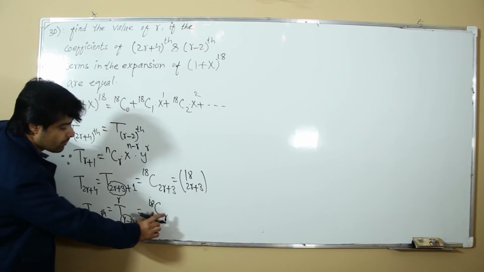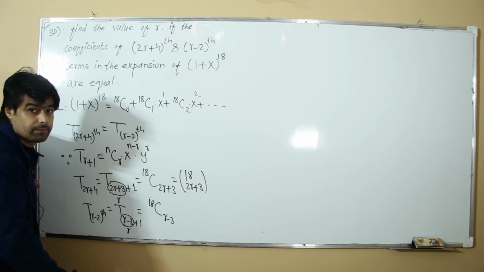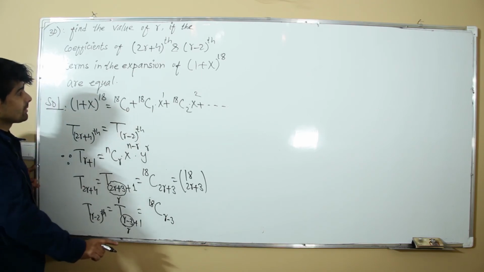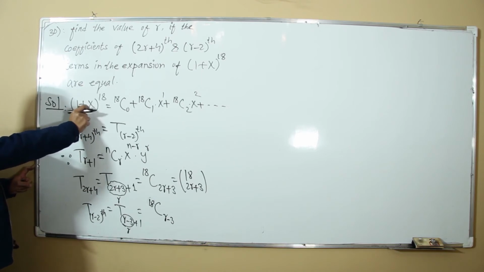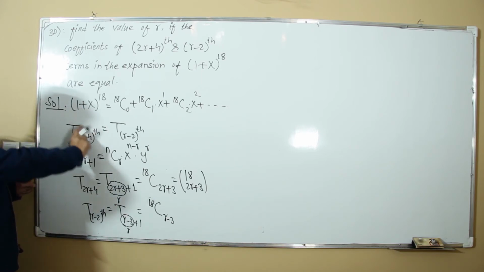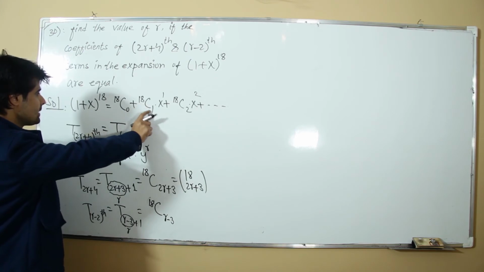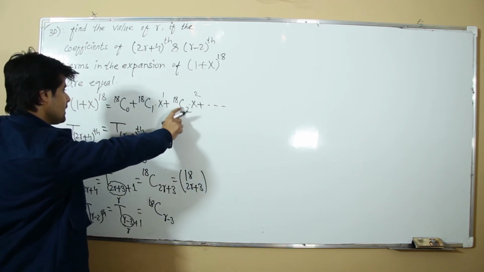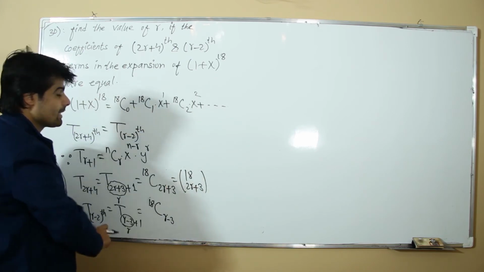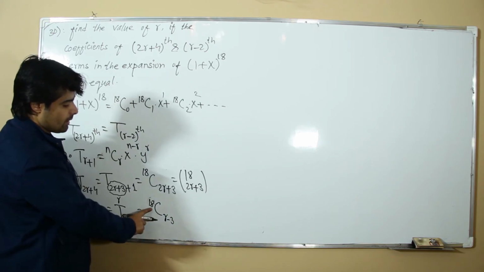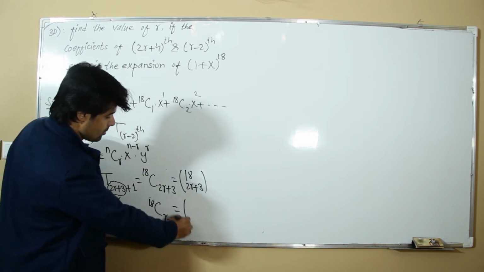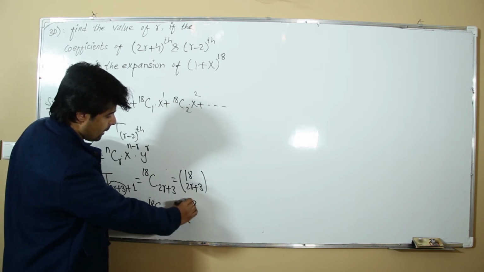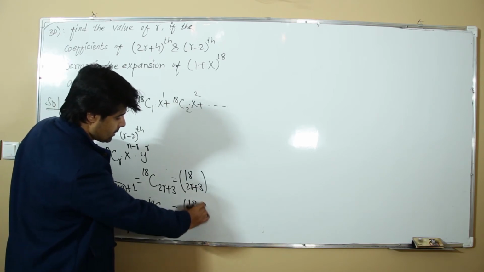r is r minus 3. And there is nothing with this x and this y. There is no change. Why? The coefficient is 18c1. The coefficient is 18c2. Coefficient is 18c3. Coefficient is 18c r minus 3. So we can write this one like 18c r minus 3.